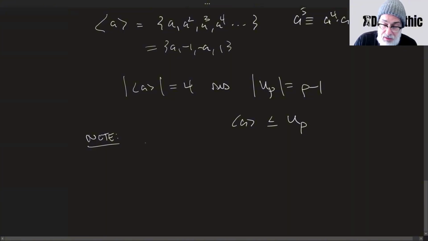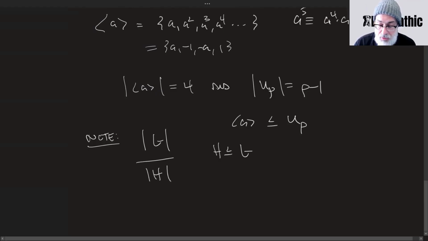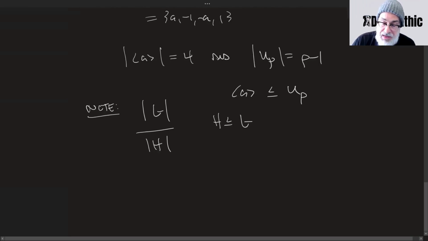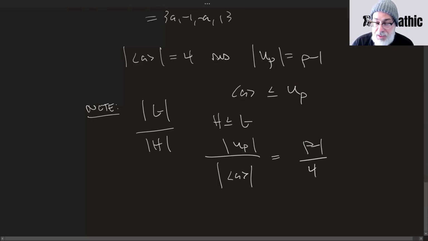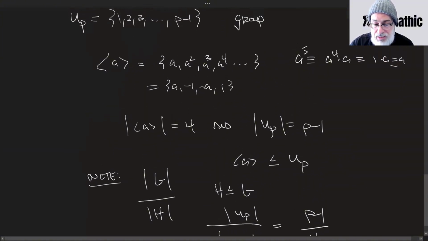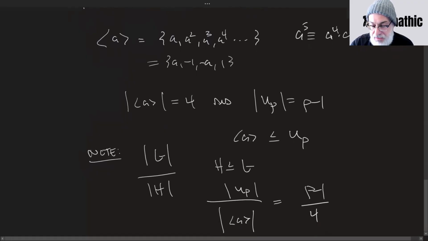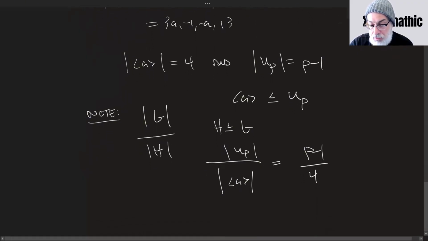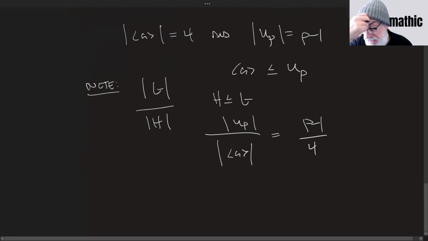If H is a subgroup of G, the order of H will divide the order of G. And if I have a subgroup generated by A, the order of A will divide the order of the parent group. So in other words, 4 divides... well, I don't want to say that. The order of the element A is 4. I'd have to think if that is always going to be true or not.